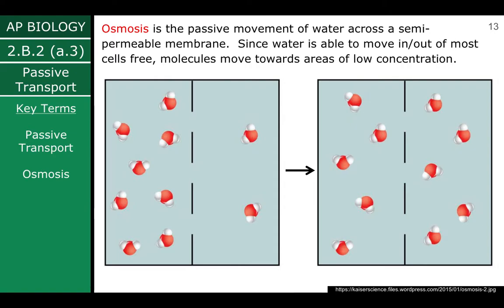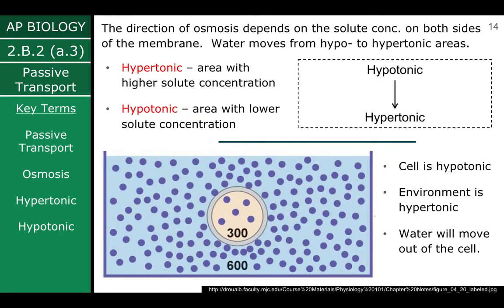Osmosis is the passive movement of water across the semipermeable membrane. We already know this one. It's going to move from an area of high concentration to an area of low concentration. Hypertonic is an area with higher solute concentration, and hypotonic is an area with lower solute concentration.